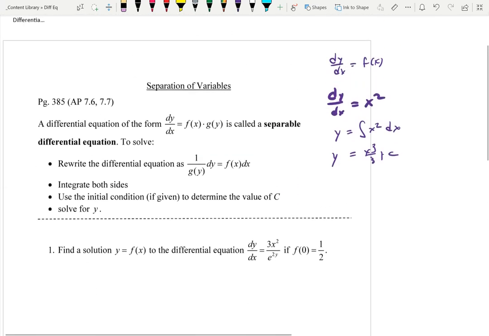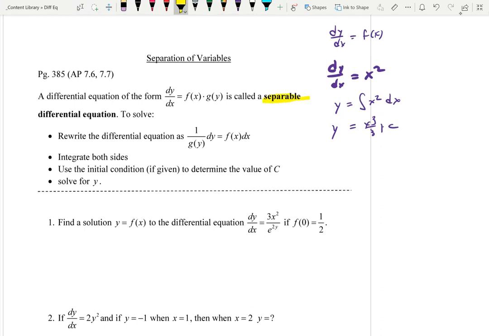Now, these differential equations are what we call separable differential equations. A separable differential equation is any differential equation that can be written in the form of derivative is equal to something that is only a function of x multiplied by some other thing that is only a function of y. So it has to be able to be written that way, as a product of something that's only in terms of x and something else that's only in terms of y. And then we'll go through the process on how we can solve that.